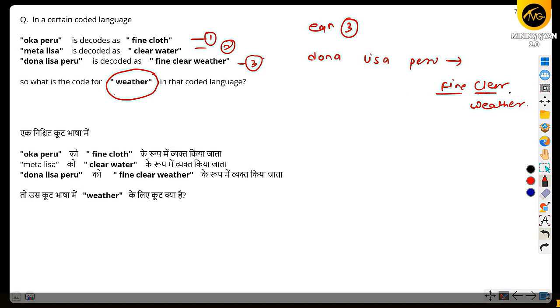Fine is present in equation number 1 and equation number 3. Similarly, clear is present in equation number 2 and equation number 3. So we have to find out the coded language for fine and clear. Then you can easily find out the coded language for weather. So first we have to find fine and clear.